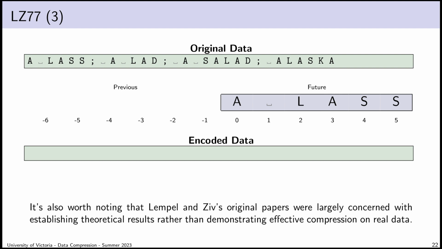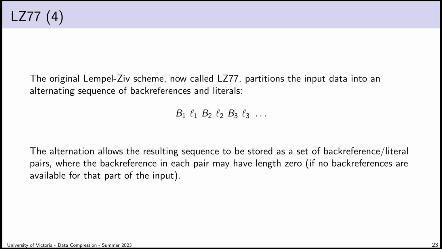So that means we shouldn't hold it against Lempel-Ziv if LZ77 isn't so impressive from a modern bitstream-centric standpoint. The idea behind LZ77 was to partition your input sequence into a strictly alternating sequence of backreferences, which I'll denote by B's, and literals, L's. You must always follow a backreference by a literal, and a literal by a backreference. You are allowed to generate empty backreferences, because there could be places in your sequence where you can't refer back to anything.